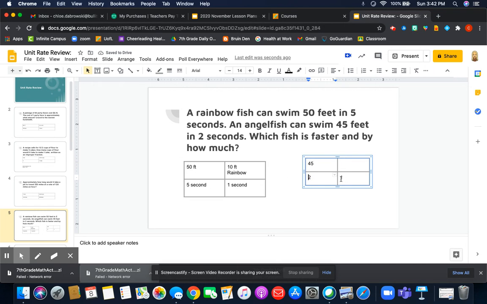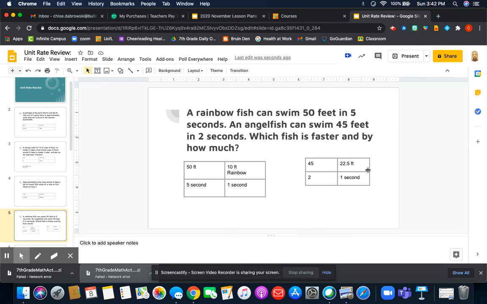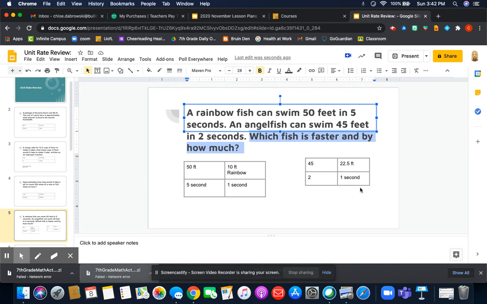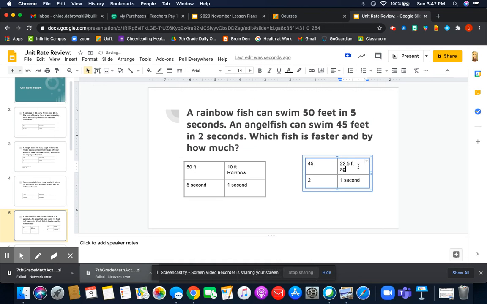So again, 2 divided by 2 is 1. 45 divided by 2 is going to give us a decimal. We end up with 22.5 feet. So which fish is faster per second? We would say that our angelfish is faster. He is swimming more per second, and he is faster by about 12.5 feet. So make sure if it's asking 2 parts, we need to say, okay, our angelfish is faster, and he's faster by how much. We would take this answer, subtract it by this one. That's 12.5 feet.